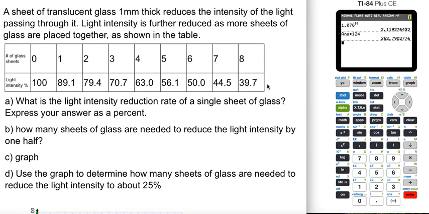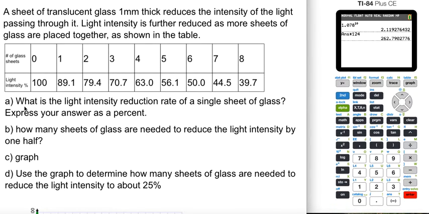In this next example, we are given a table. This is telling me the light intensity that we'll get through depending on the number of glass sheets. Each glass sheet is 1 millimeter thick. A sheet of translucent glass 1 millimeter thick reduces the intensity of the light passing through it. Light intensity is further reduced as more sheets of glass are placed together. So when there are 0 sheets of glass, obviously 100% of the light gets through. If there is 1 sheet of glass, 89.1% gets through, 2 sheets, 79.4, 3 sheets, 70.7.